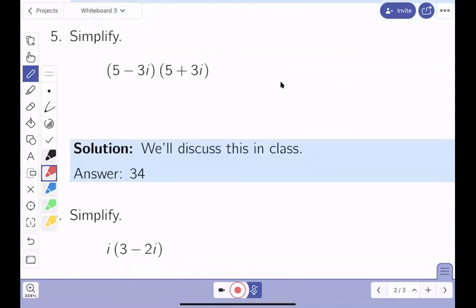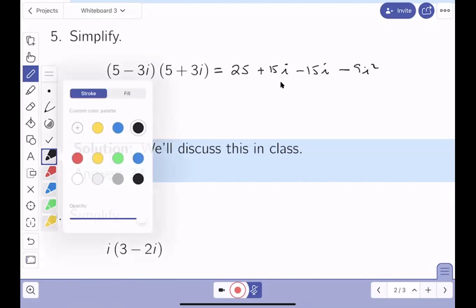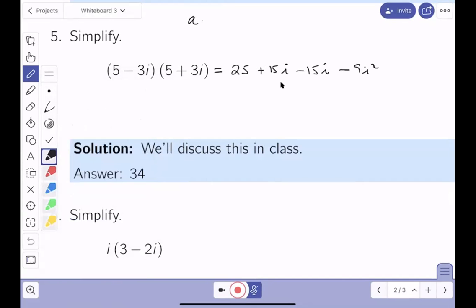Let's go to number 5. Getting a little bit better at this. You can do it. 5 times 5 is 25. And then you can get 15i. Then you get minus 15i. And then you get minus 9i squared. I want to point out the prior problem and this problem have the same form. I'll tell you what that form is. It's a plus bi times a minus bi. And this is a really nice form. These are known as conjugates. Have we used conjugates before? Yeah, we have. Let's keep going through it.